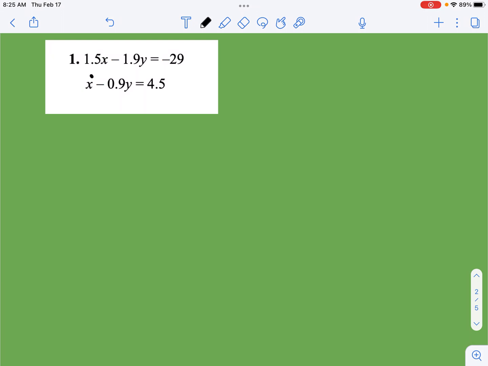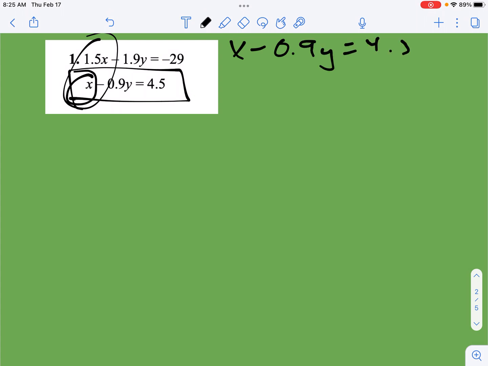If you look at this problem, we have two things we can do. We can either solve for x and then substitute it in, or we can multiply everything by negative 1.5 so that these two cancel each other out. I think in this case, because of the decimals, it is easier to use substitution. So that's what we're going to do. We're going to deal with this equation right here, x minus 0.9y, and we are going to solve for x. So I'm going to add 0.9y to both sides.